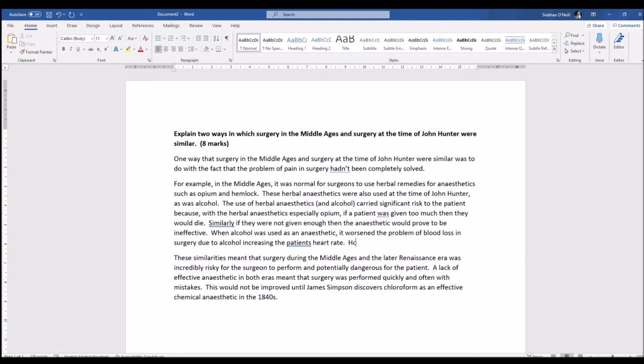However, no, I was going to mention about being unaware of blood problems, but that means I would repeat myself in the blood loss paragraph, so I'm not going to mention it.